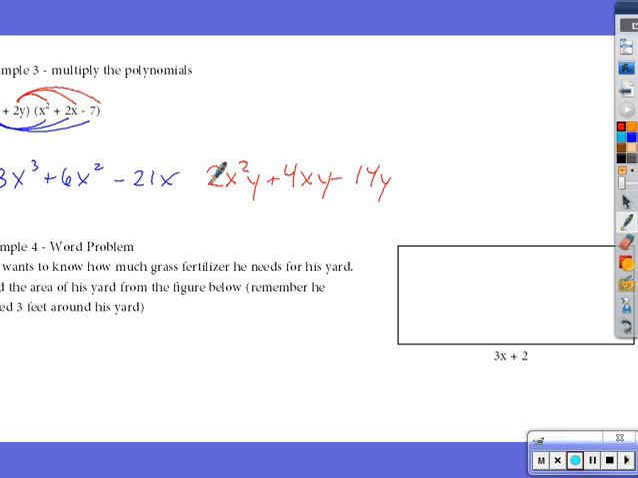14y. And there are no like terms here because the x squared has the y with it and the x has the y with it. Therefore, they're not alike with those x squareds and x's. Just wanted to show you a little bit different look when you have more than one variable, what could happen.